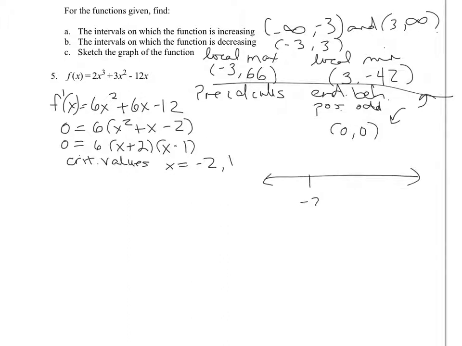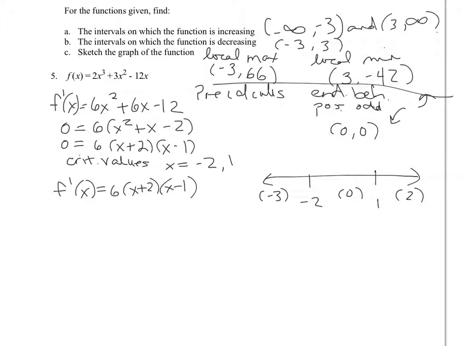So negative 2, positive 1. Now what? Good. What would be a number to the left of negative 2? Negative 3. We can use that as a test point. What would you pick in between? 0. And then something to the right of 1? Maybe 2. All right. And I'm going to plug those numbers into what? The derivative. And if I use the factored form of the derivative, it makes it even easier to see the sign that comes back out.